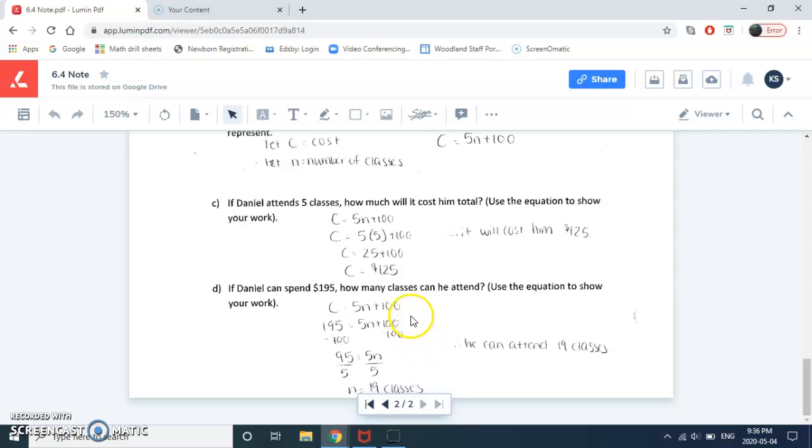And just like in our algebra class, we want to get rid of anything that doesn't have a variable first. So the opposite of plus 100 would be subtract 100. So we take 195 minus 100, gives us 95. So it would be 95 equals 5N. Now again, we want to use the opposite function, and this is 5 times N. So we're going to use division. We're going to divide it by 5. So 95 divided by 5 gives us 19, which means that he can attend 19 different classes.